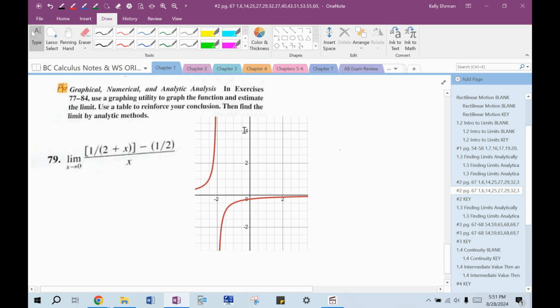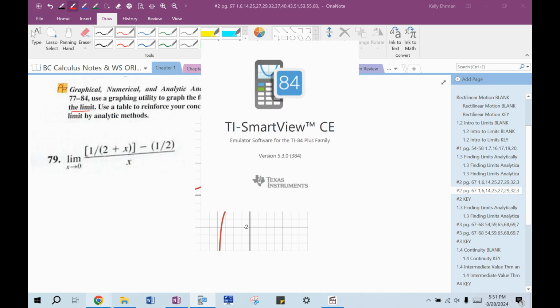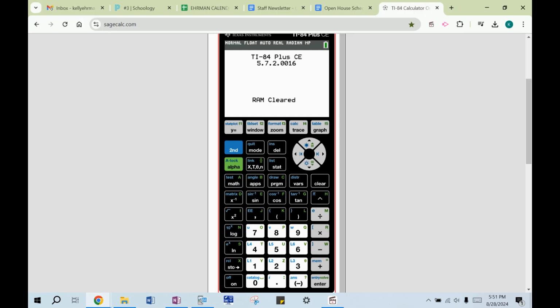All right, this says, in this exercise, use a graphing utility to graph the function and estimate the limit. Now, you would just be estimating the limit if you're just going with a graph. And at the time, my calculator wasn't working, so I used Desmos, but I want to do this in a calculator to show you a couple of tricks. I think I showed this in class today, but I can't remember.